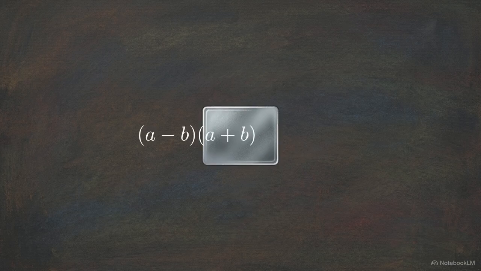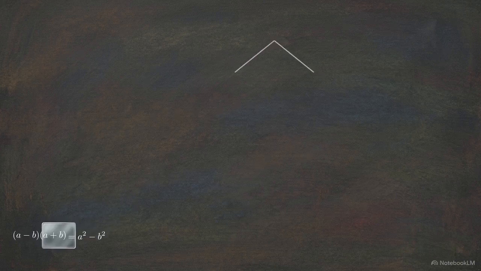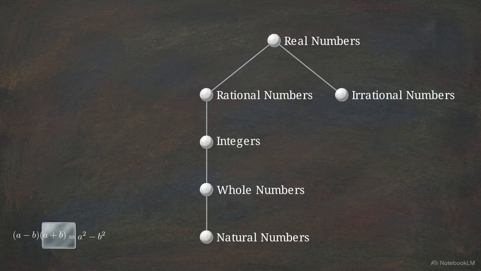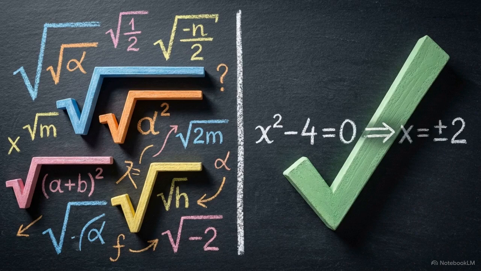Whenever you multiply a minus b by a plus b, you get a squared minus b squared. Combine that single rule with a clear map of how numbers are categorized, and these complex exam questions become a simple matter of following the procedure.